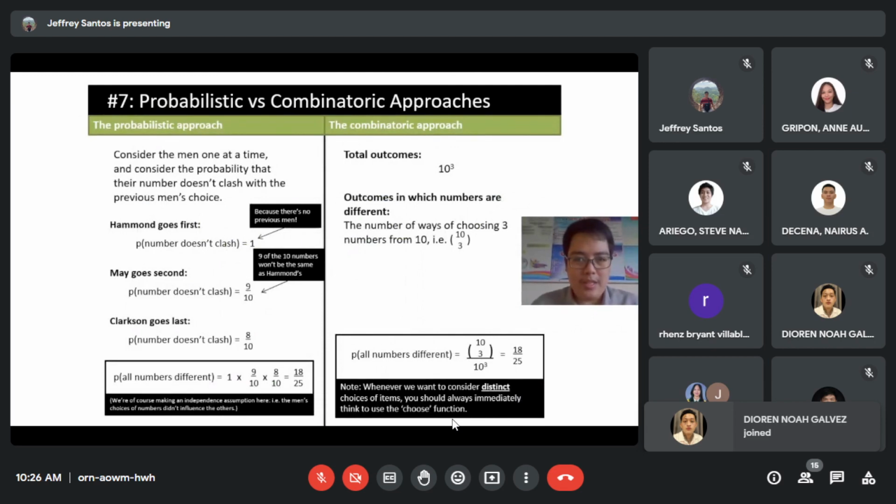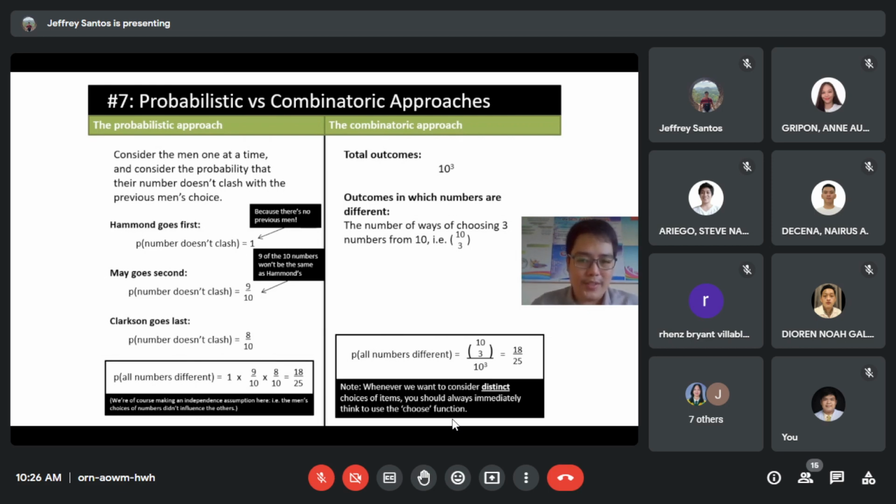So we'll be approaching this using the probabilistic approach and the combinatoric approach. So let's first have the probabilistic approach. Consider the men one at a time and consider the probability that their number doesn't clash with the previous men's choice. For example, let's name them Hammond, May, and Clarkson.